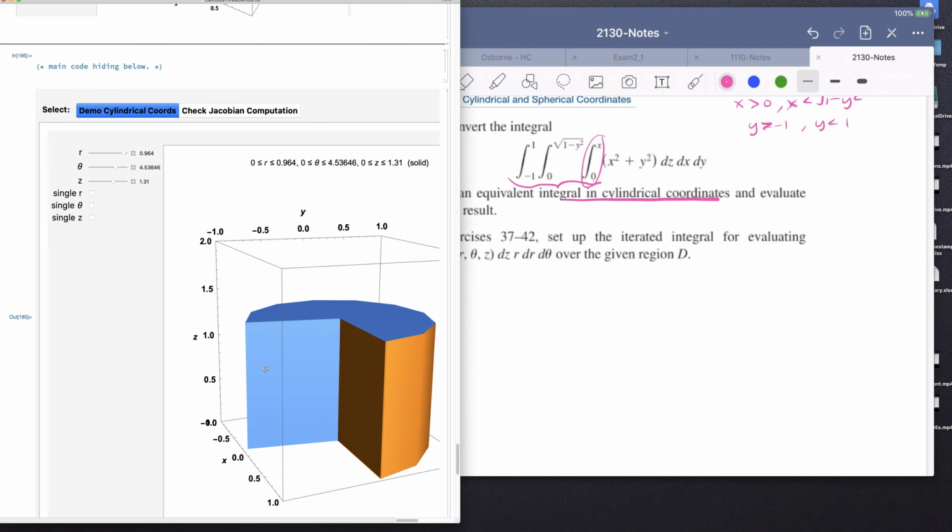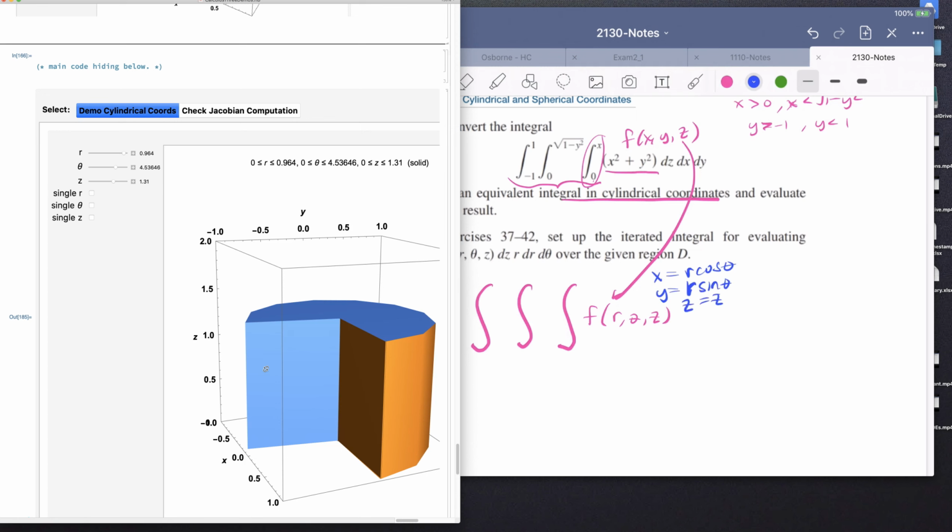Okay, so we can see here that if we convert this integral to cylindrical coordinates, there are two things that have to be done. First, we have to change the function of x, y, and z and convert that to a function of r, theta, and z. The way that is done is by taking the original equation, and wherever you see x, put in r cosine theta. Wherever you see y, put in r sine theta. This is the cylindrical coordinates transformation. And wherever you see z, put in z.